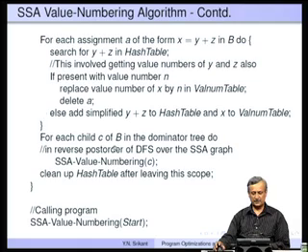Now we have finished processing B. So, what about the children of B in the dominator tree? In the reverse post order of DFS, as I told you about the SSA graph, call SSA value numbering for each of the children. Finally, once we want to get out of B, clean up the hash table after leaving this particular scope. Initially we supply the root as the parameter and then call the function.